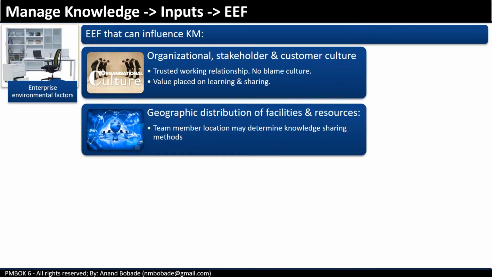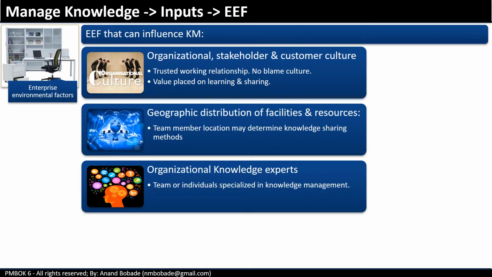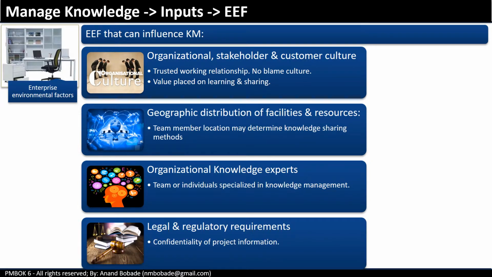Geographic distribution of facilities and resources, like team member location, may determine knowledge sharing methods. Some organizations have a knowledge expert. They can be a team or individual specialized in knowledge management. The level of knowledge management or knowledge sharing may be decided by legal and regulatory requirements. For example, confidentiality of project information in a sensitive government project may be very high, which will decide the knowledge management approach on the project.